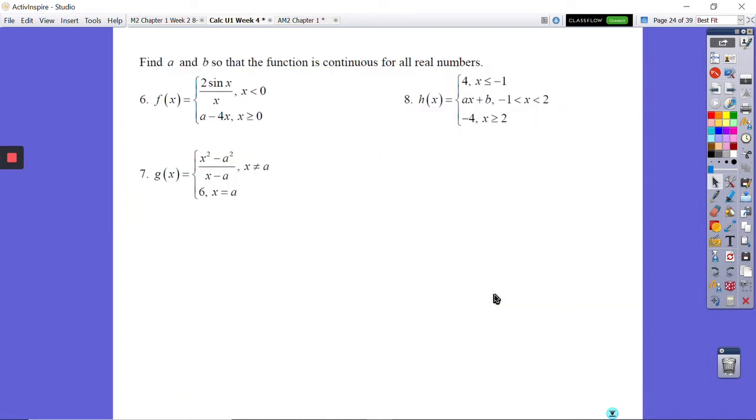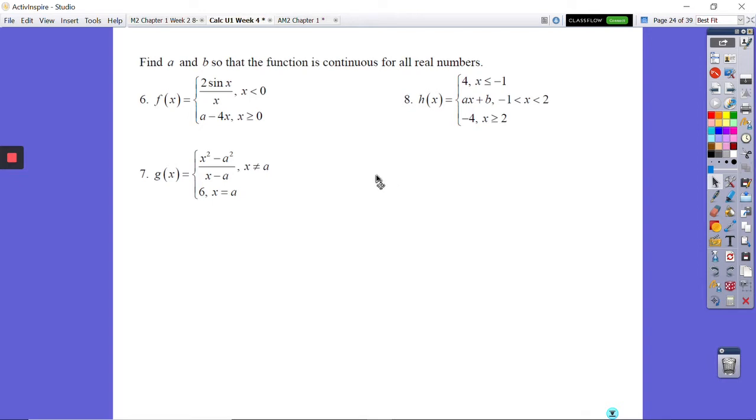Okay, so find a and b so the function is continuous for all real numbers. So the idea is to find them, and I'm going to go ahead and do the one with a and b on question 8. So question 8 says that I have 4 and -4, and we're trying to make a line that connects in between those two.